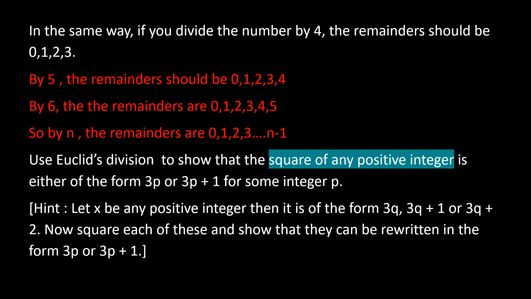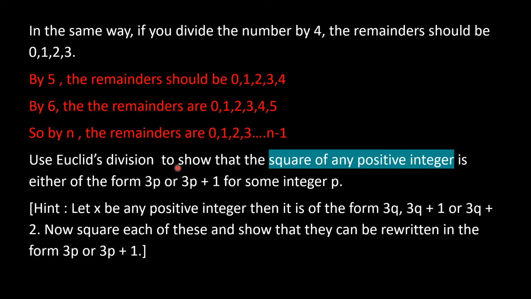In the same way, if we divide the number by 4, the remainders are 0, 1, 2, 3. When you divide it by 5, the remainders are 0, 1, 2, 3, 4. If you divide by 6, the remainders are 0, 1, 2, 3, 4, 5. When you divide by n, the remainders are 0, 1, 2, 3, and so on up to n minus 1. So this is the first problem we are going to solve.